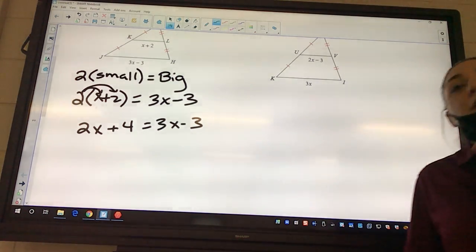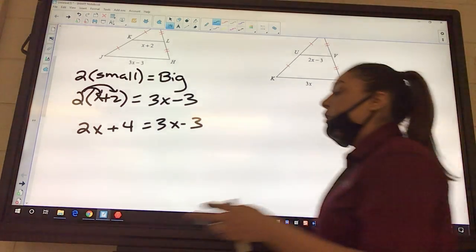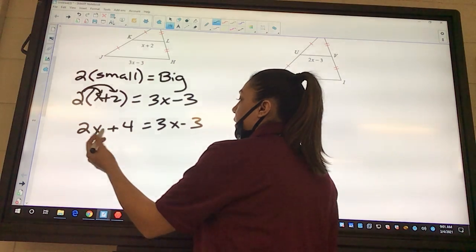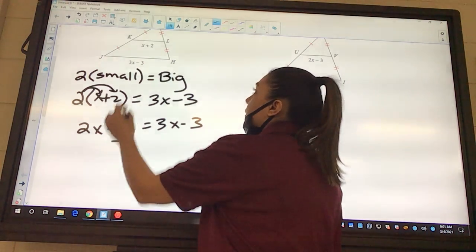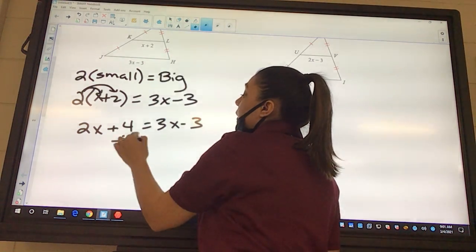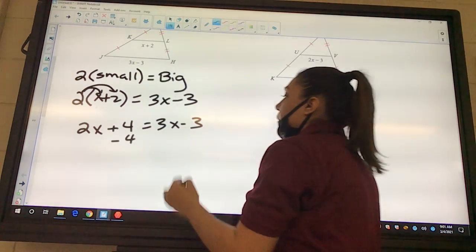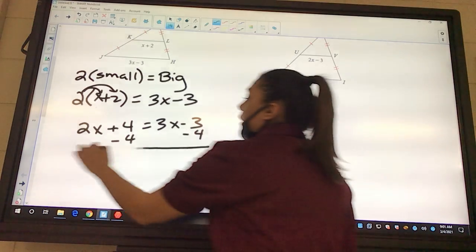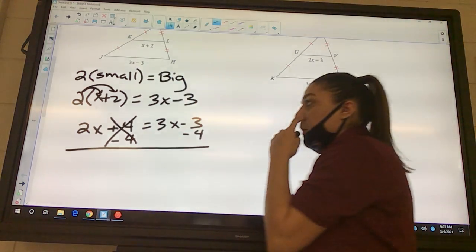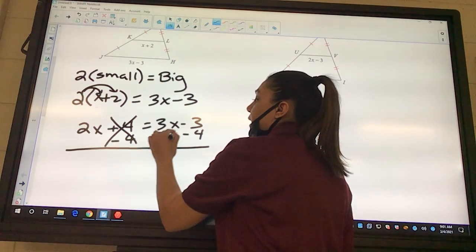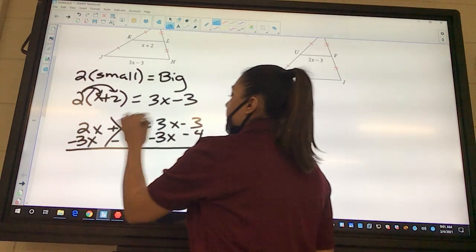Next we have to move all the letters to the left and the numbers to the right. So the 2x, does it need moved? No. What about the plus 4? Yes. So we're going to say minus 4. And what do we put it under? Negative 3. So we're going to say minus 4. What else needs moved? The 3x needs moved to the left. So we're going to say minus 3x, minus 3x.